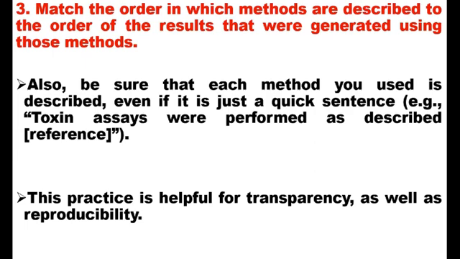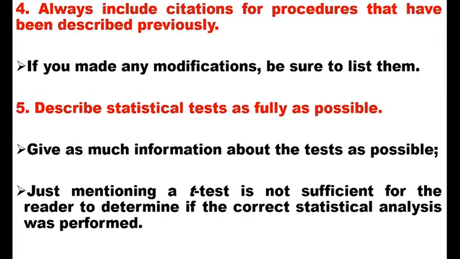So now that Abuja has a population of 1,000, you can say that that is the reason why you are using 20, because 40 was used for 2,000 people. And then it will begin to make a whole lot of sense. Now, always include citation for your procedures that have been described previously. Like I said, if you made any modification, be sure to list them. But you cannot start with your modification. You must tell us how you have done it in line with what is well known, and then before you begin to talk about the modifications you are bringing on board, if there is any.